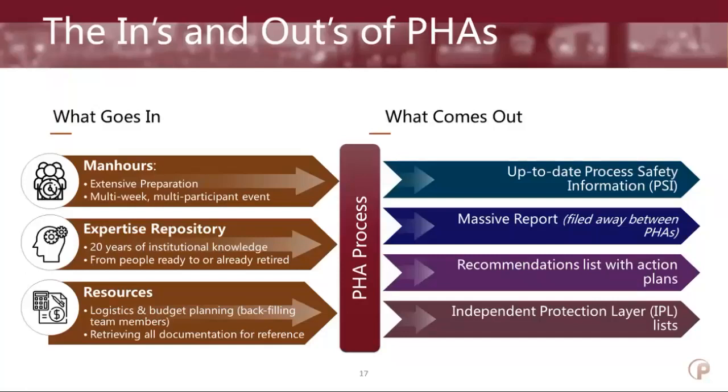The two most commonly used deliverables of a PHA are your recommendations list with action plans. When we talked earlier, we said that if you end up in an unmitigated risk that is not acceptable, well, you make a recommendation to fix that unmitigated risk. And then the last is generally you have safeguard lists or independent protection layers that then are used to make sure that you maintain those in a certain way to mitigate the risk that you've identified.